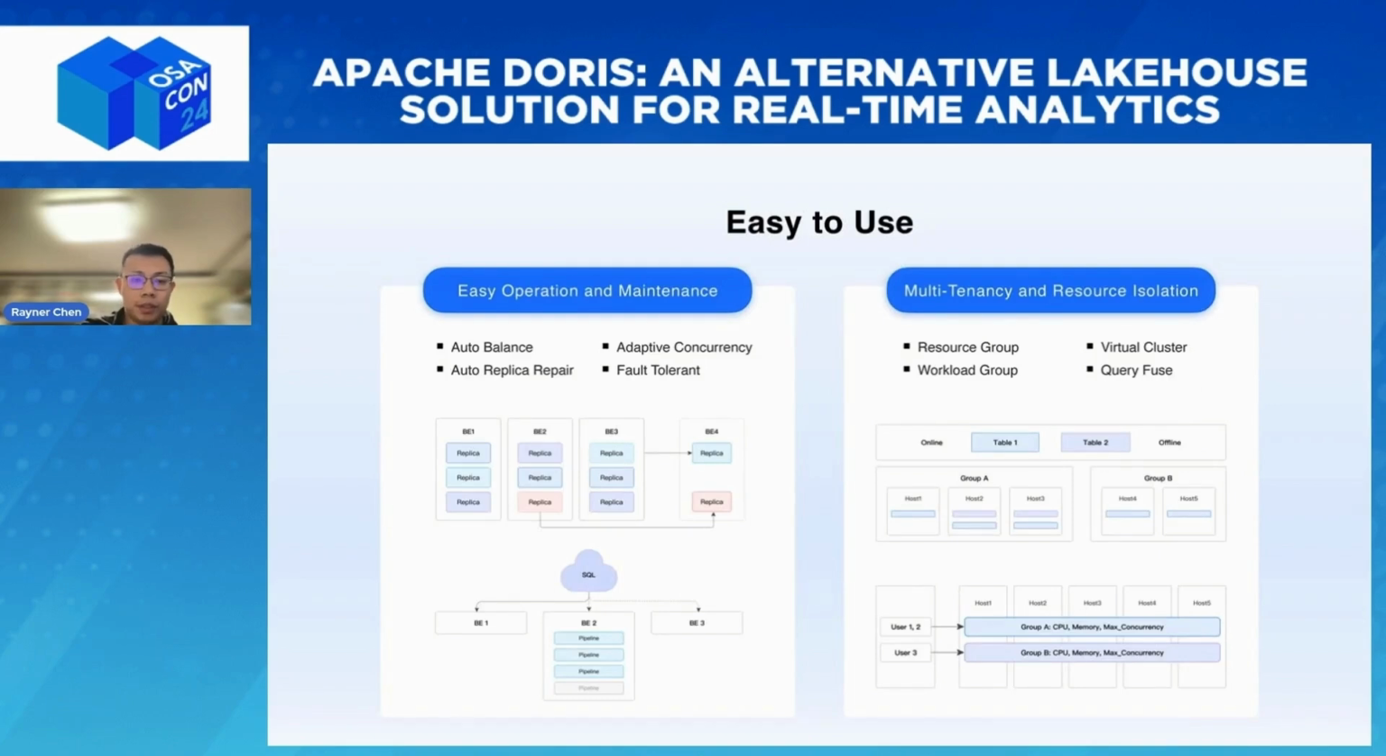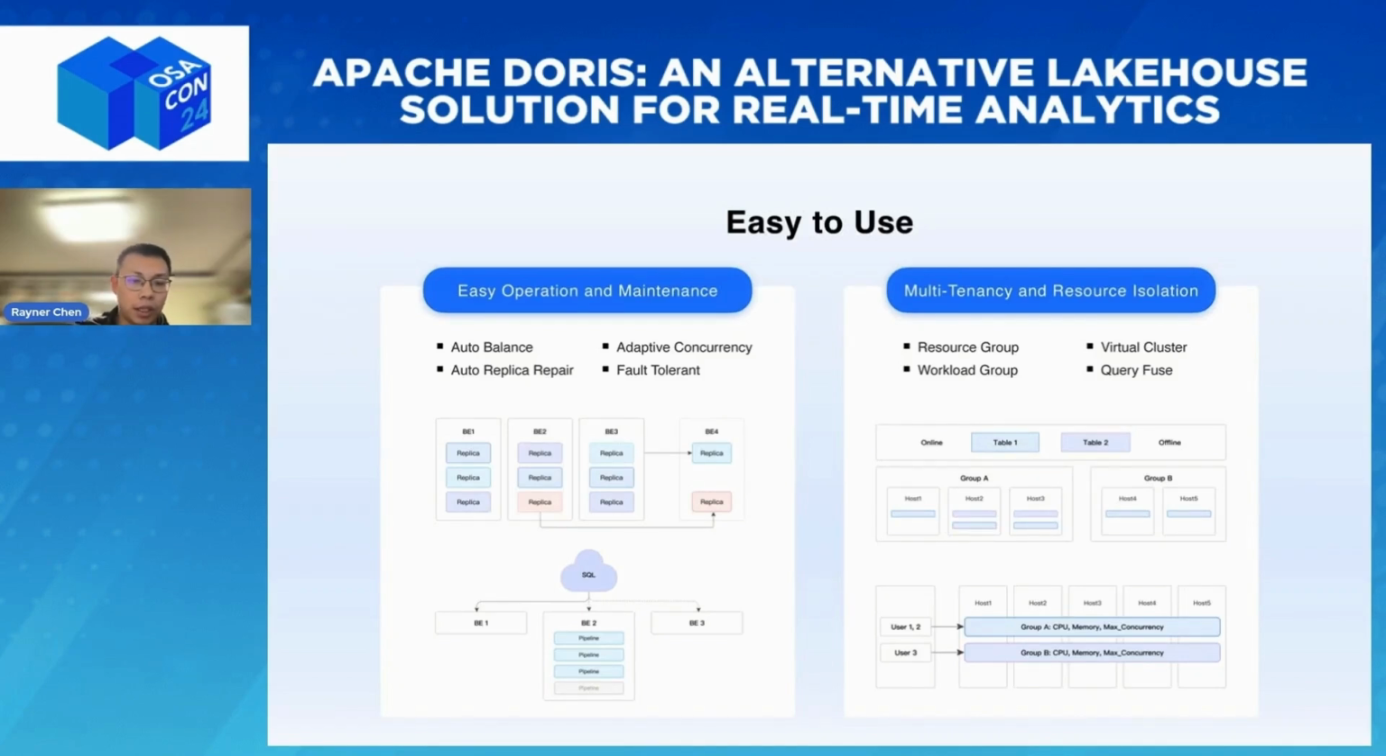As a distributed system, we are always facing node failures, broken disks, and network errors, but Doris can handle the cluster operation automatically, like repairing the data replica when a disk is broken, or auto-rebalancing nodes during scaling. It also supports adaptive concurrency control and fault tolerance, so you don't need to worry about the high cost when managing a Doris cluster.